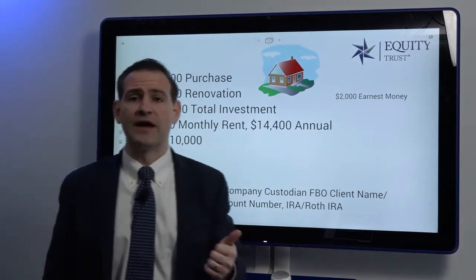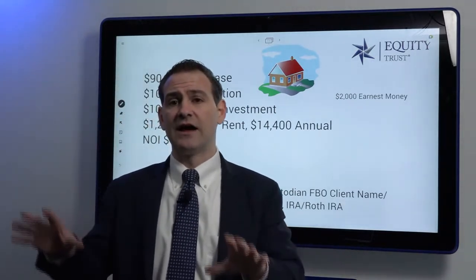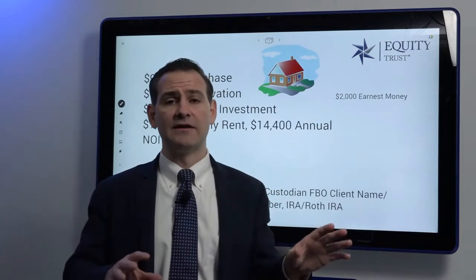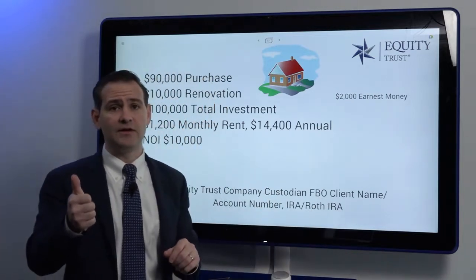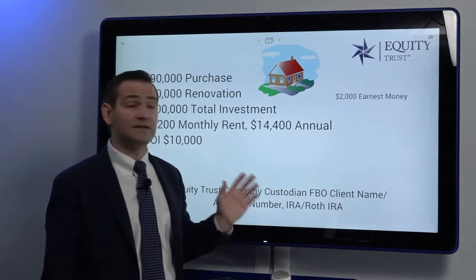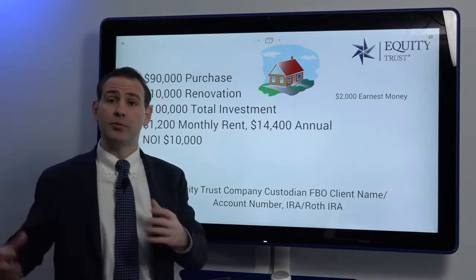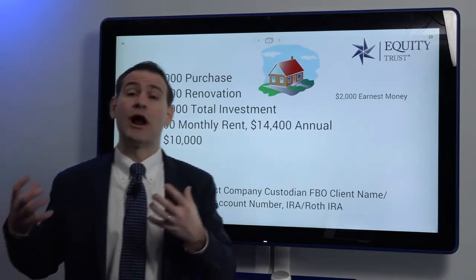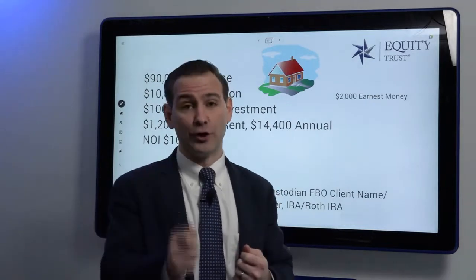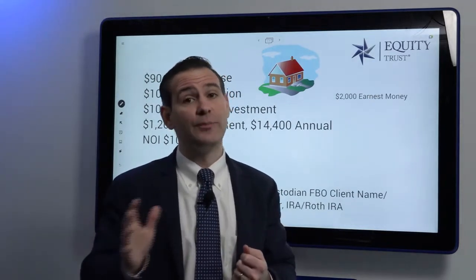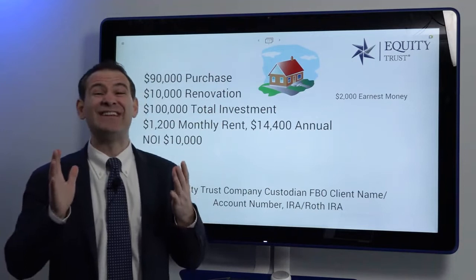Now, that earnest money deposit from your Equity Trust online My Equity portal can be sent via ACH direct deposit. We can mail a check, or we can send a wire transfer. The important thing to understand here is that it's your IRA that is writing the earnest money deposit. And this goes back to having your account open and funded in advance.